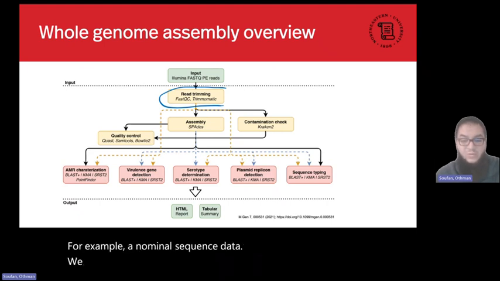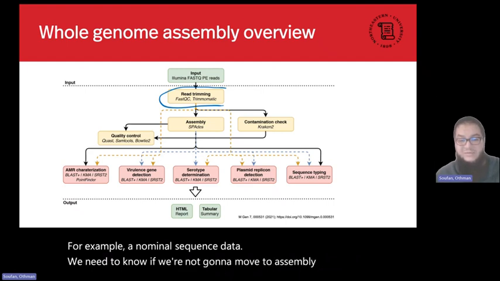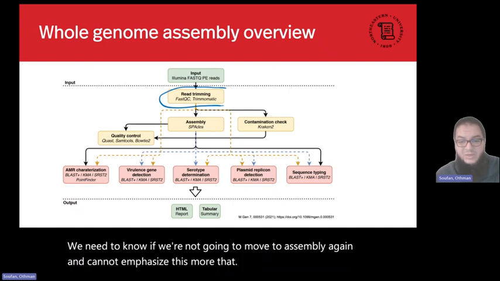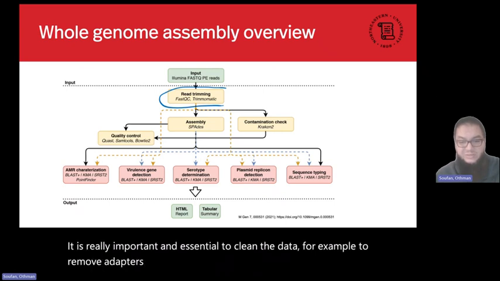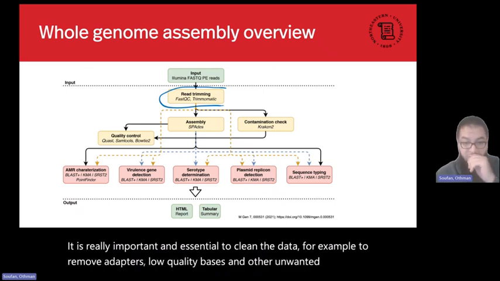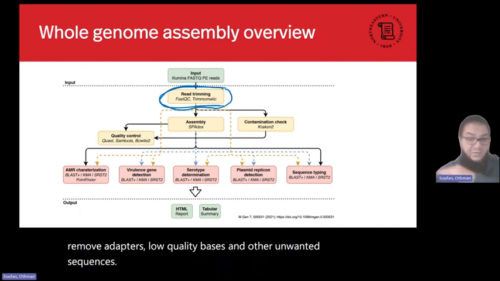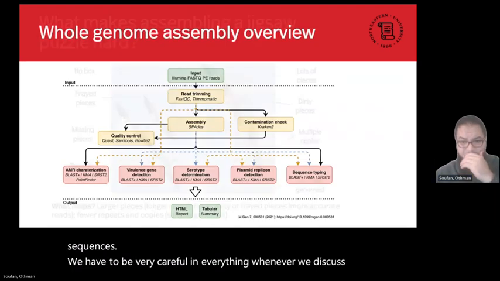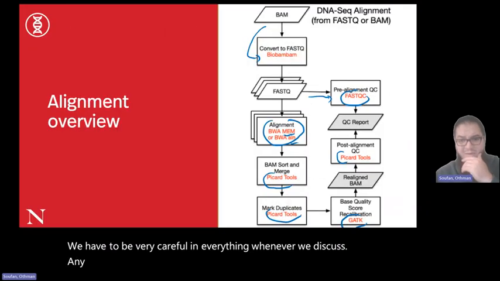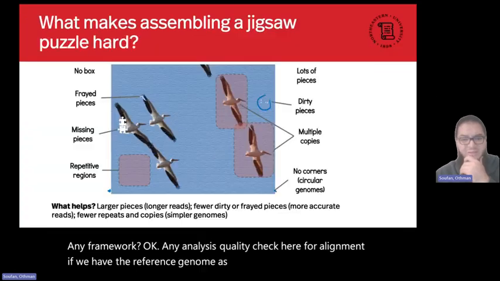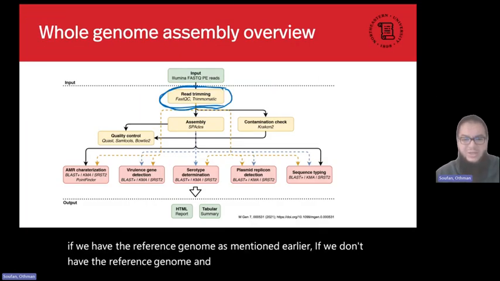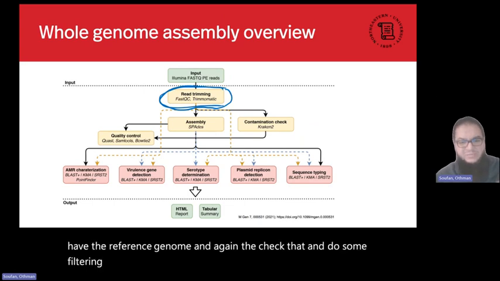If we're going to move to assembly, and I cannot emphasize this more, it is very important and essential to clean the data, for example, to remove adapters, low quality bases, and other unwanted sequences. We have to be very careful in everything whenever we discuss any framework, any analysis, quality check here for alignment, if we have the reference genome, as mentioned earlier. If we don't have the reference genome, again, check that and do some filtering.